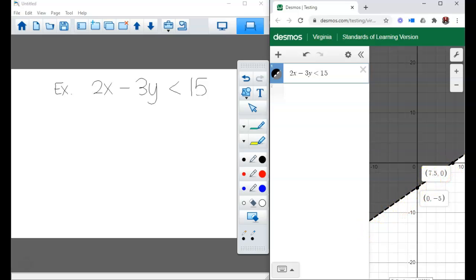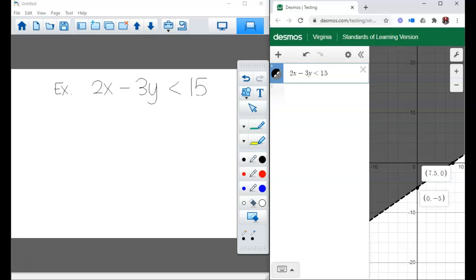But what I want you to notice is you've now got a line that is dotted. It's dashed. And that's happening because this symbol isn't underlined. So that's like that open circle that we talked about before. Because that symbol isn't underlined, this line is left open, left as a dashed line. And then you'll notice there's shading.